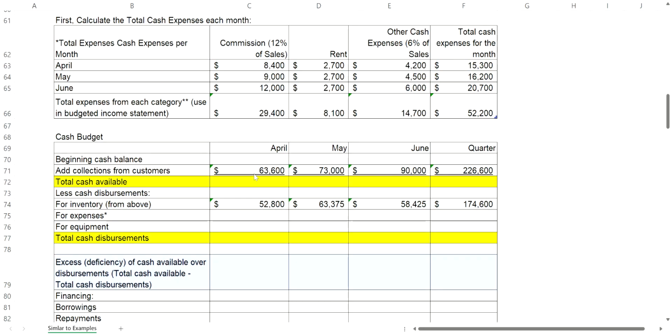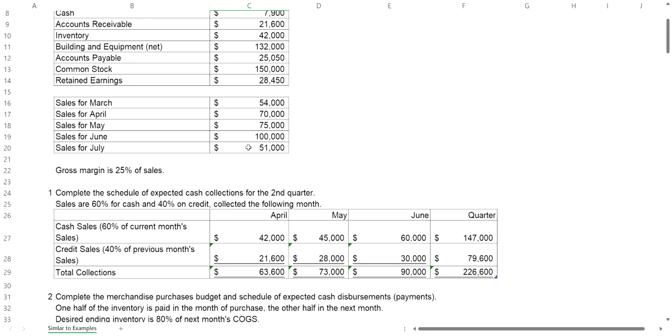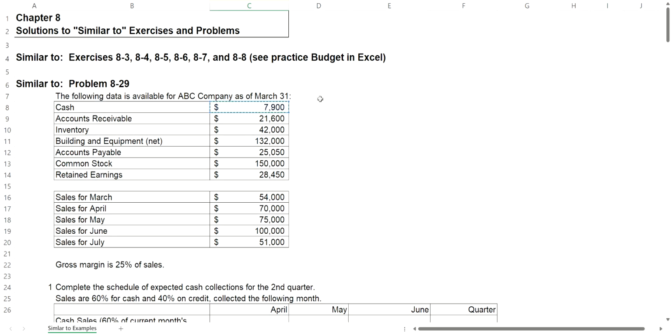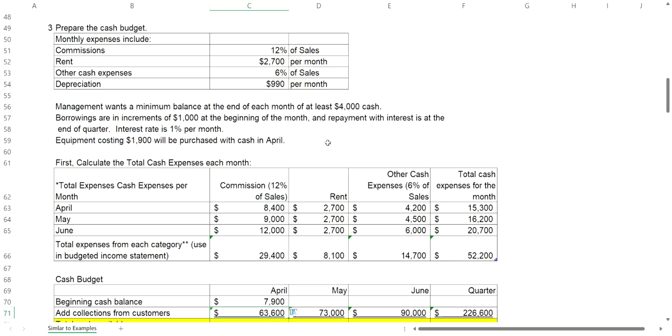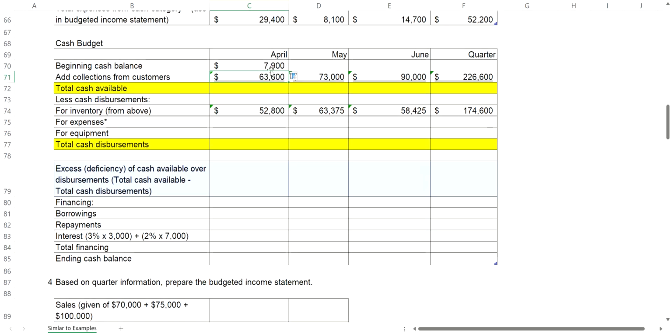Okay, so let's finish it out by starting with the April column. The beginning cash balance is given to you back at the beginning of the problem. It says the cash balance is $7,900 on March 31st, so we assume that is carried over to April 1st. So I filled in the $7,900. I already filled in my cash collections from part 1. If I add that together, my cash available is $71,500. Now I will continue on with the April column. I can't do any more in the May column yet. So next I will take a look at the expenses.